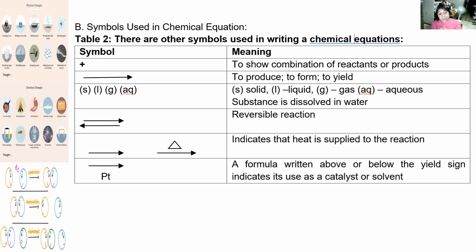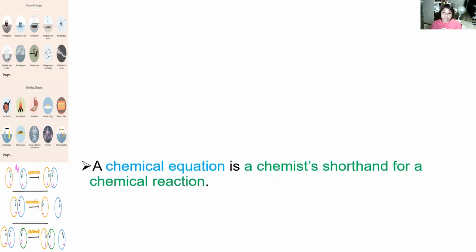Those in parentheses with the small letters S, L, G, AQ: S for solid, L for liquid, G for gas, AQ for aqueous, a substance dissolved in water. Two arrows pointing left and right mean a reversible reaction. An arrow with a triangle above indicates that heat is applied to the reaction. An arrow with Pt, or a formula written above or below the yield sign, indicates an element or a compound that is a catalyst or solvent was used.